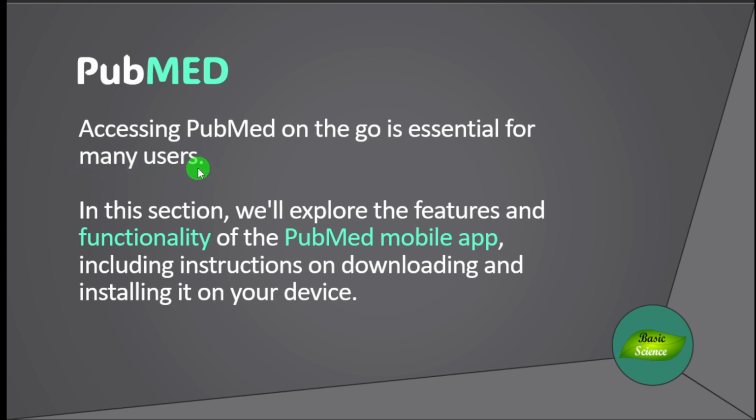Next, PubMed is essential for many users, and you can also use the PubMed mobile app. You can download the PubMed mobile app, and it will be very easy for you every time you want to check it out. Then you can use your phone and download the articles if they are available, and you can also follow the instructions provided in the application.